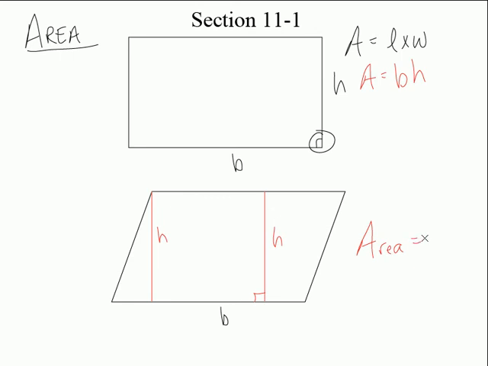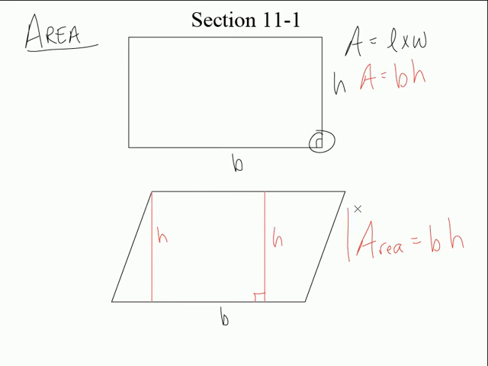I'm going to write the word area out. The area is equal to the base times the height. But you've got to be careful. A lot of people get confused and say, oh, it's just the two sides multiplied together. That's the height, that's the base. Well, it's not. This is the height. That perpendicular distance is the height. You with me?